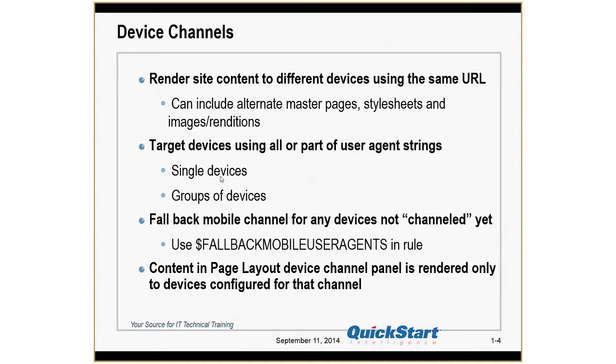So you might, for example, let's say as an organization, have standardized on a particular brand of tablet, say an iPad 2. And you want to have a particular view of your pages rendered to an iPad 2, you can do that. You can set up a device channel for that single device, and you could have a fallback mobile channel for everything else. Or you could create additional channels for certain classes of devices.